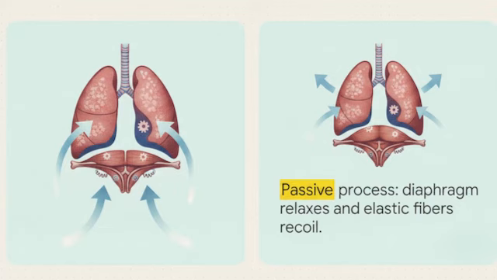Now, what's really wild is how we actually move that air. Breathing in, inspiration, is entirely active work. Your diaphragm actively contracts and flattens downward to pull that air in. But normal expiration, that's simply a passive process. The diaphragm relaxes, and the elastic fibers in your lungs smoothly recoil to push the air right back out.